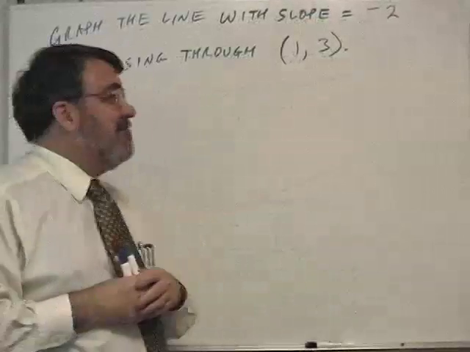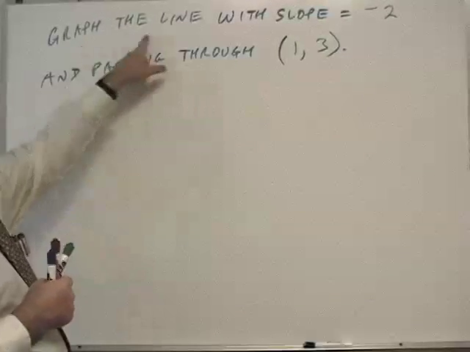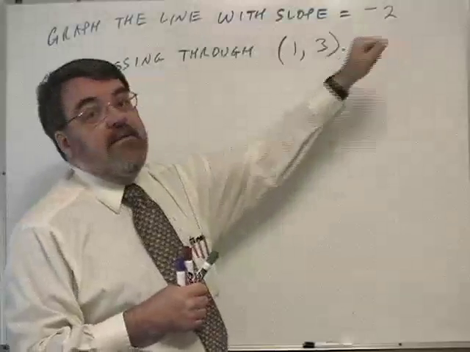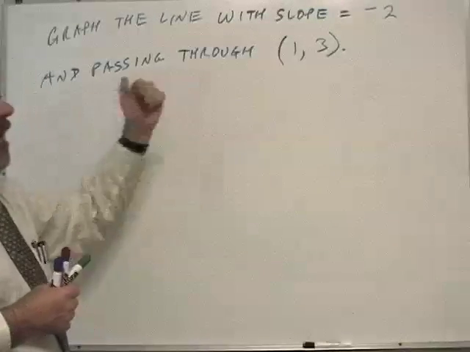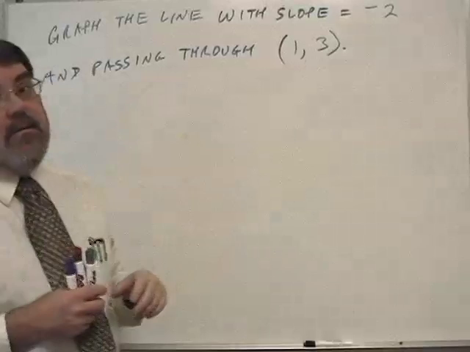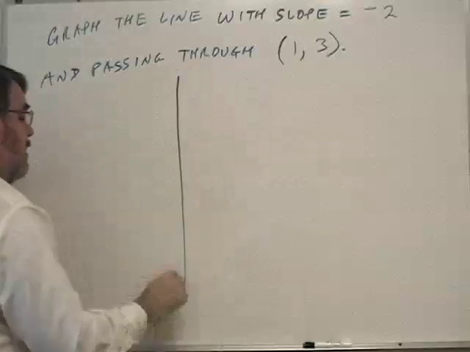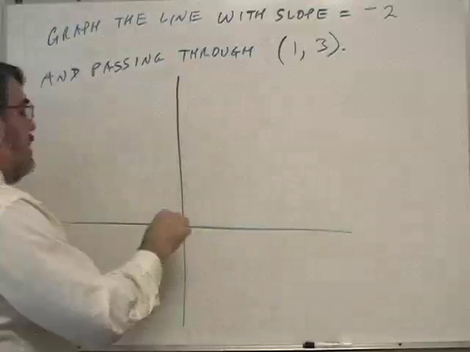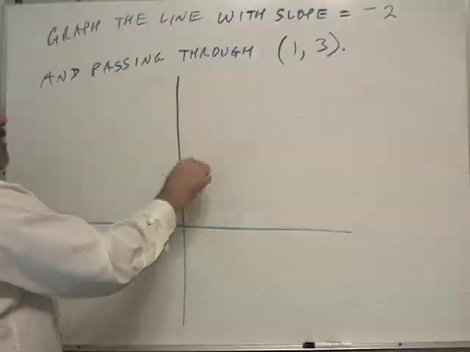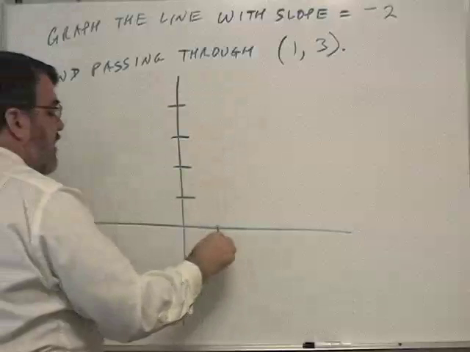Here's a new problem, very similar. Graph the line with a slope of -2 and passes through the point (1, 3). All right, so draw our grid and mark a few scale marks.